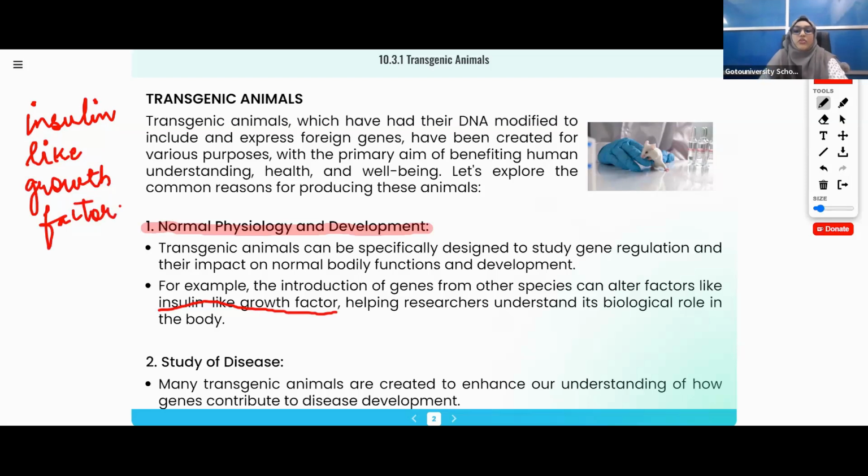So what does this insulin-like growth factor mean? It is one example which is given in your NCERT. So the study of this gene, this factor, that is insulin-like growth factor. We can inject the gene in the transgenic animal, and then we can study the changes which are going to happen, and we can see the biological effect.